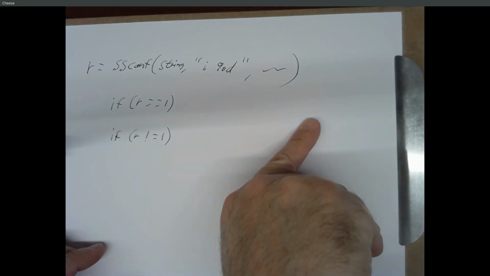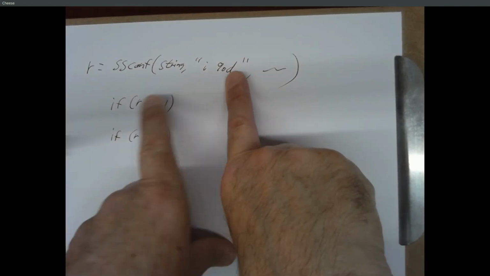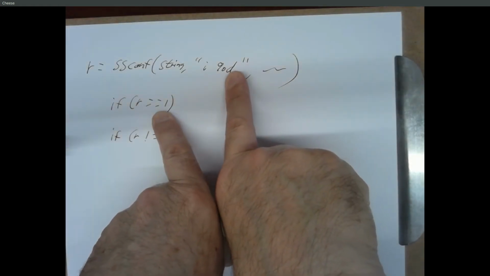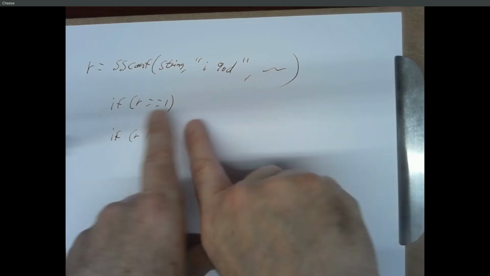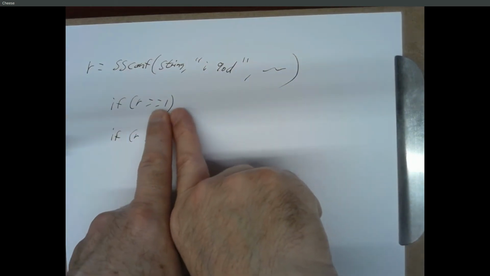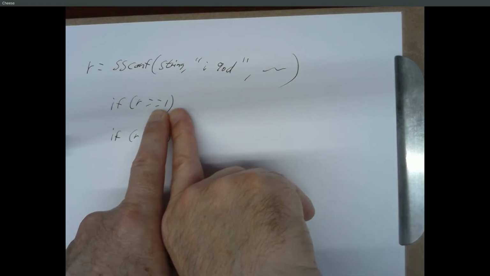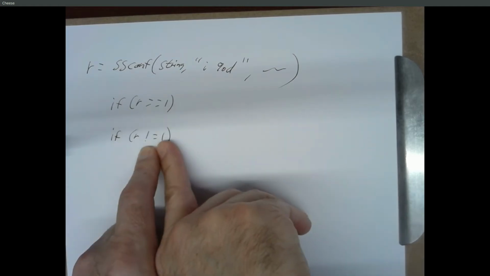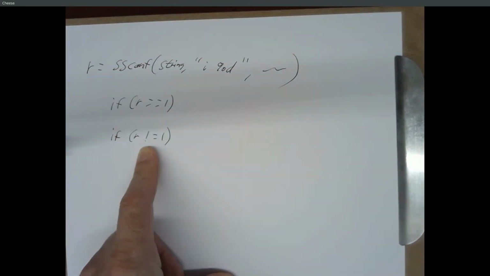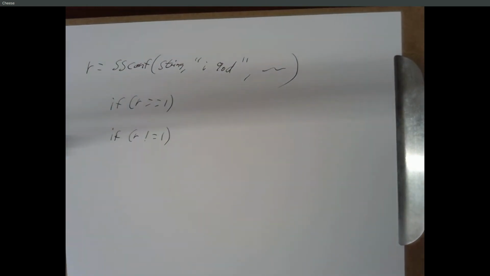Okay? Always, always, always, if you want to know if it found what you were looking for, how many things are you trying to match? See if it returned that number. If I'm looking for 2 integers, make sure that scanf returns 2. If you want to know if it failed, don't say if it's equal to 1 or if it's equal to 0. Say is it not equal to 2. Okay, that's least likely to get you into trouble.